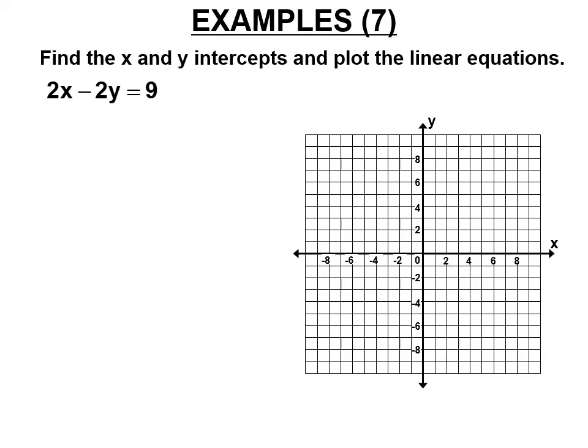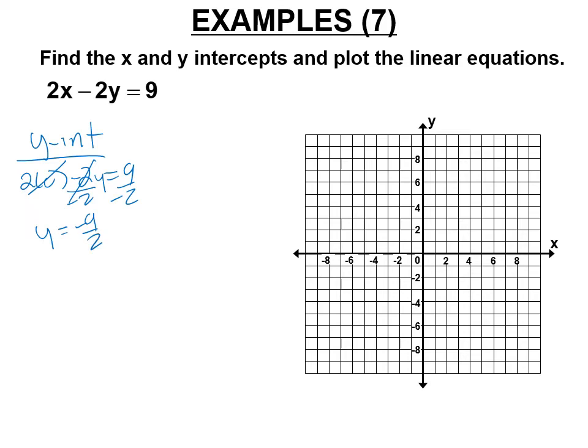Okay, I think we're going to get fractions this time. On the y-intercept, we get x equal to 0. Divide by -2. Y equals -9/2. So I'm going to do the y-intercept is 0, -4.5, right? Because -8/2 is -4. And so 0, -4.5. Where's 0, -4? Halfway between -4 and -5.